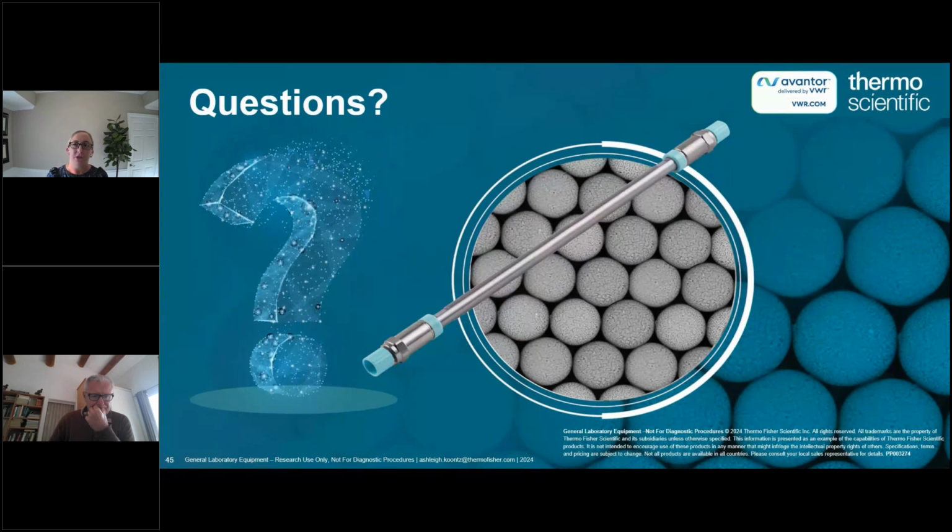When it comes to the size there, you're going to want to look at an SEC column that is a bit smaller than 500 angstroms. Really, the mAbs are best suited for a 300 angstrom size column. So we do have the MAbPac SEC-1, which is a 300 angstrom.